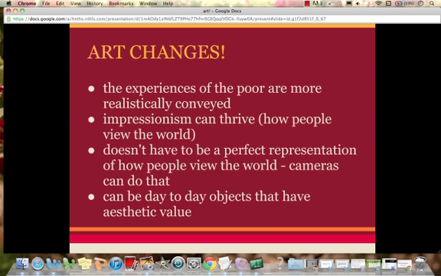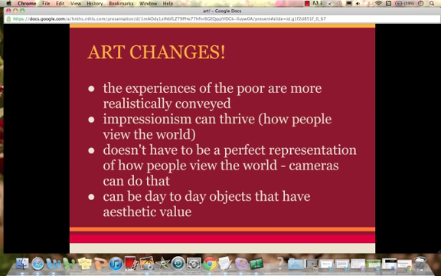One thing is we're able to convey the experiences of the poor more realistically. Before this time, there was a lot of idealism because the rich people were the ones buying the art, and they didn't want a bunch of graphic and sad scenes in their houses.